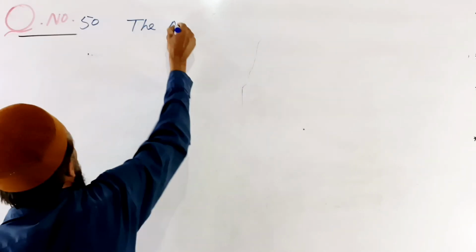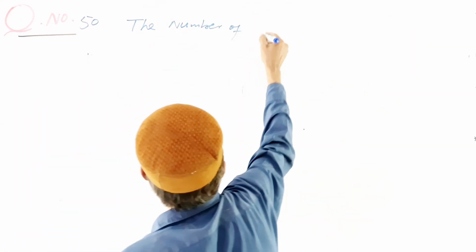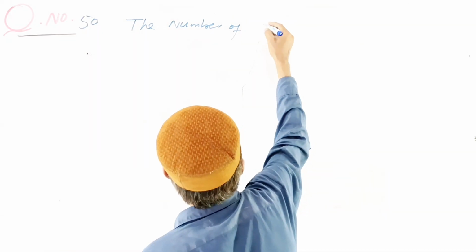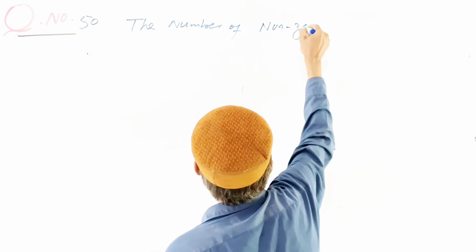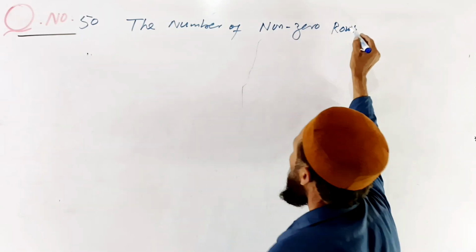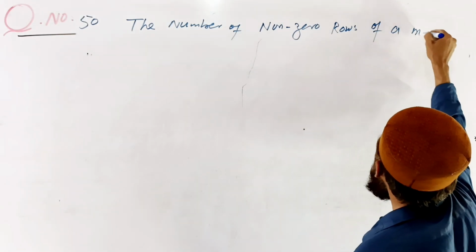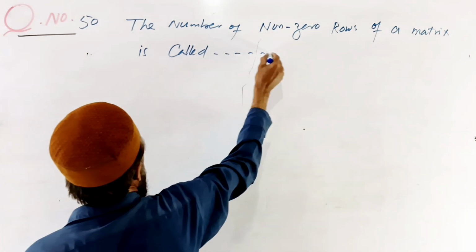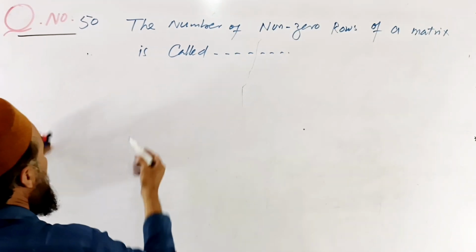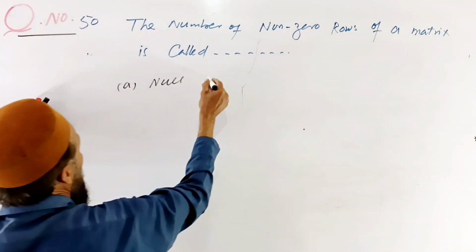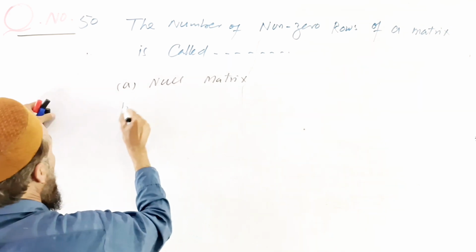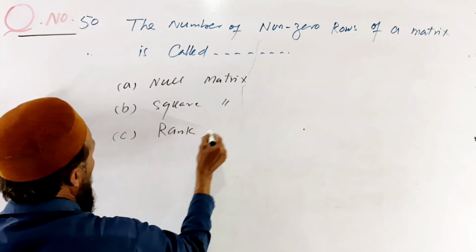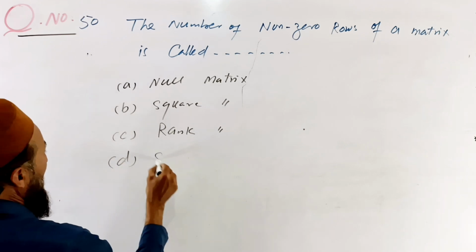The number of non-zero rows of a matrix is called: A null matrix, B square matrix, C rank matrix, and D scalar matrix.